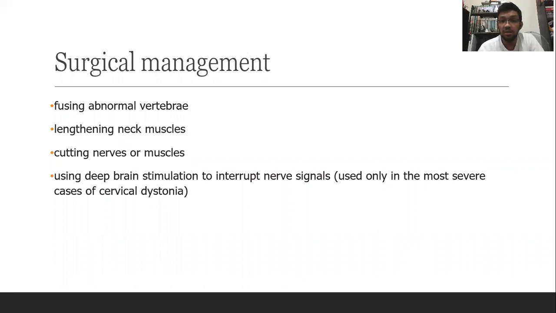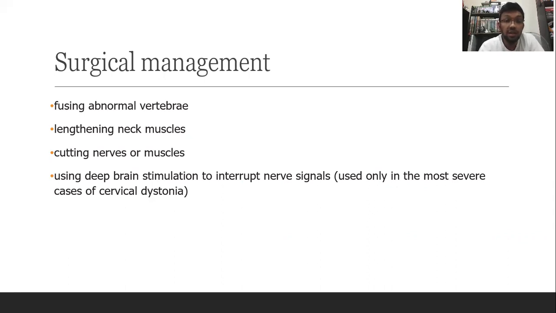Surgical management. So they are going to fuse the abnormal vertebrae that are affected, or they are going to unfuse them, since some of the vertebrae are also fused together. They are also going to lengthen the neck muscles that are involved and cut the nerves or muscles that are supplying the affected side of the neck.